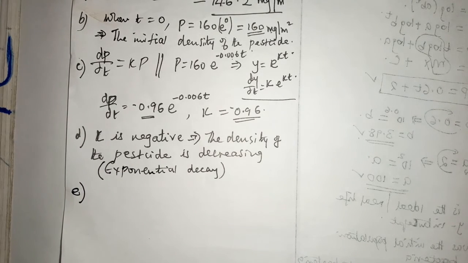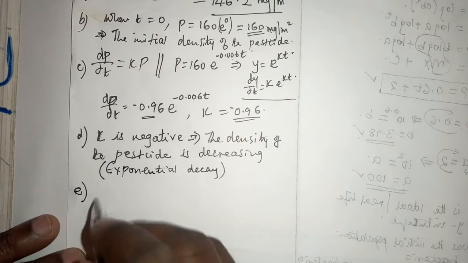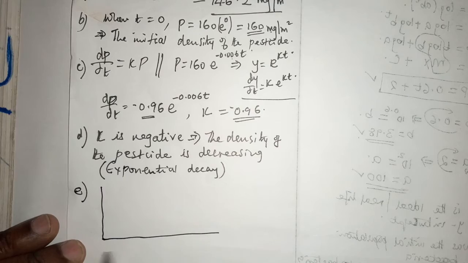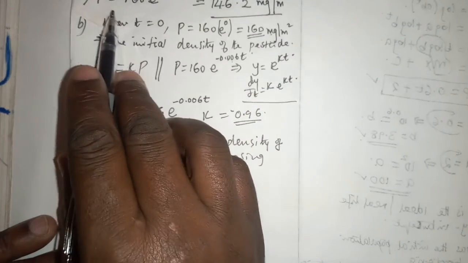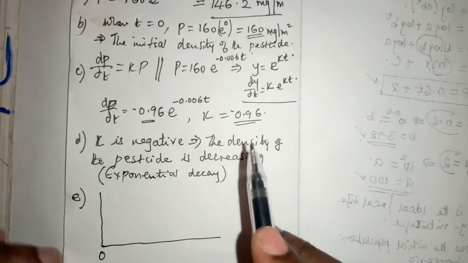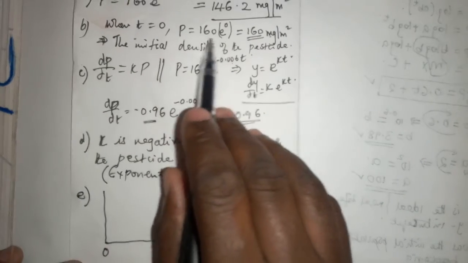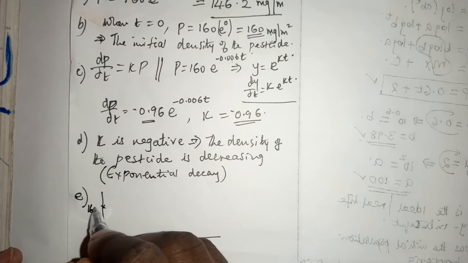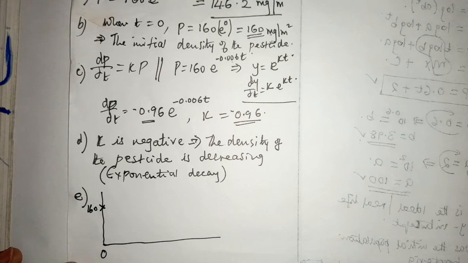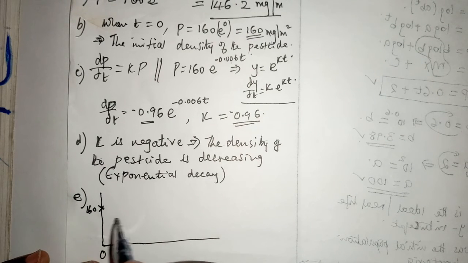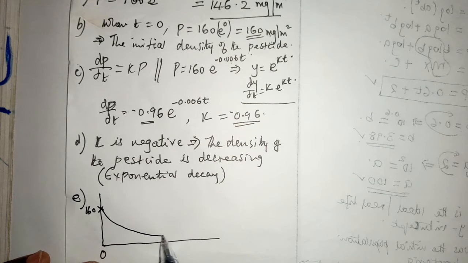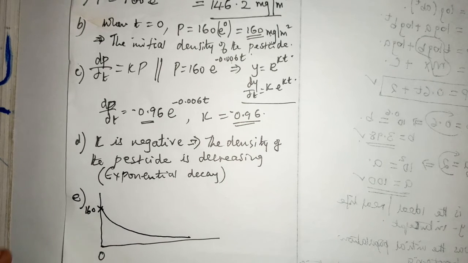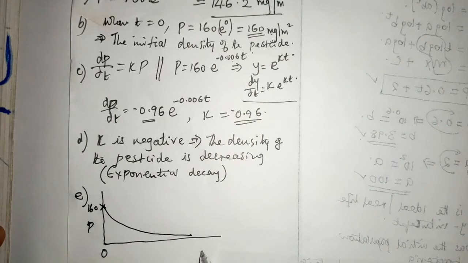Part E, we are expected to sketch the graph of P against t. Of course, when t was 0, we have noted that the density was supposed to be 160 milligrams per meter square. So if this is 160, then our graph starts there. And because we have seen there is exponential decay, the density decreases with time. And that is just like the graph we need to know, because this is now P and this is t.